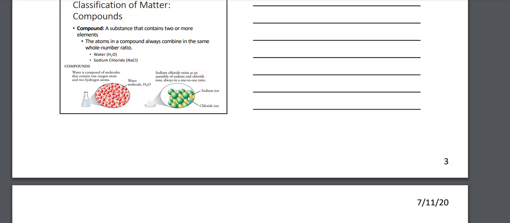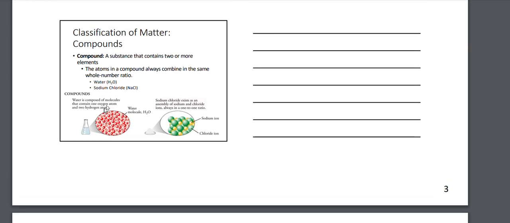On the other hand, if you look at the sodium chloride, it exists as an assembly of sodium and chloride ions, always as a 1-to-1 ratio. The water and the sodium chloride in this case are 2 different compounds with 2 different types of bonding. The structure of bonding, or the shape that these atoms take, depends on what kind of bonding is being formed. Okay, so going back to the compound, the compound is a substance that contains 2 or more elements. So if you look at a substance in front of you, ask yourself, is it one element or more than one element? If it is more than one element combined together, then it is a compound.